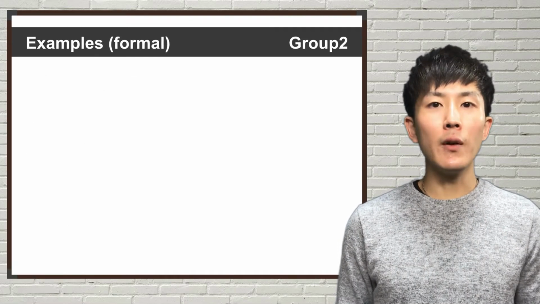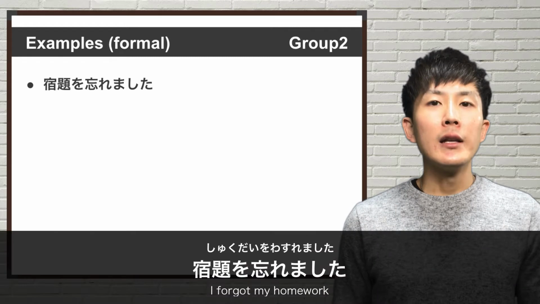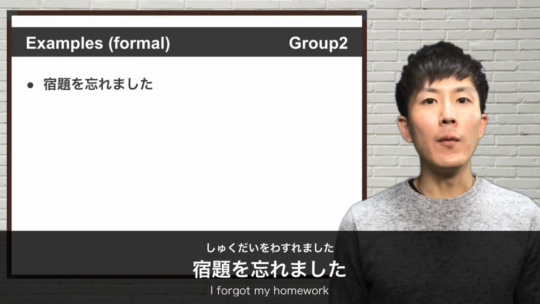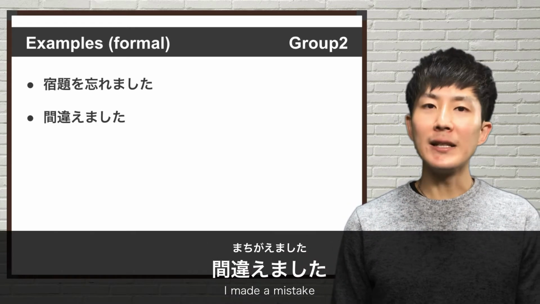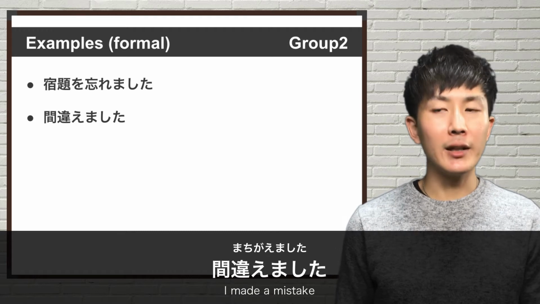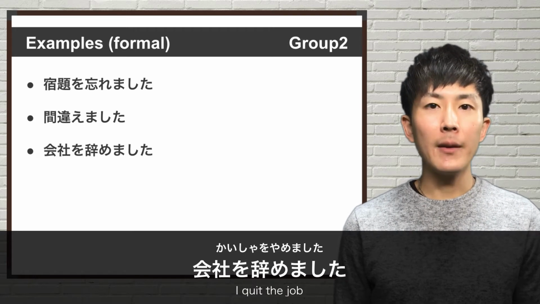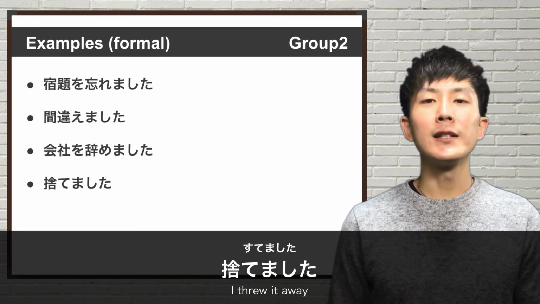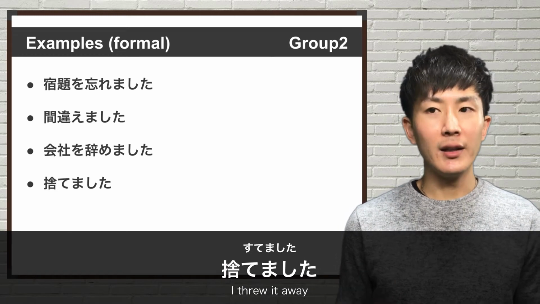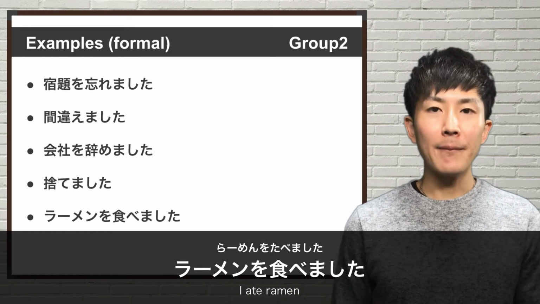I'm going to show you formal expressions. 宿題を忘れました。I forgot my homework. 間違えました。I made a mistake. 会社を辞めました。I quit the job. 捨てました。I threw it away. ラーメンを食べました。I ate ramen.